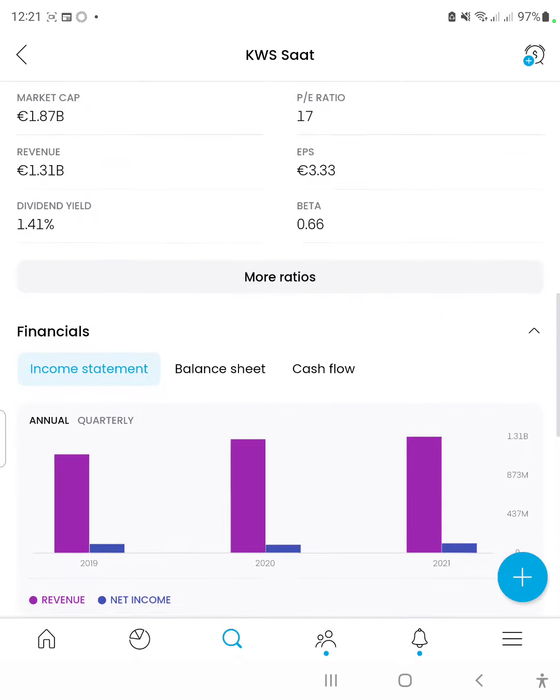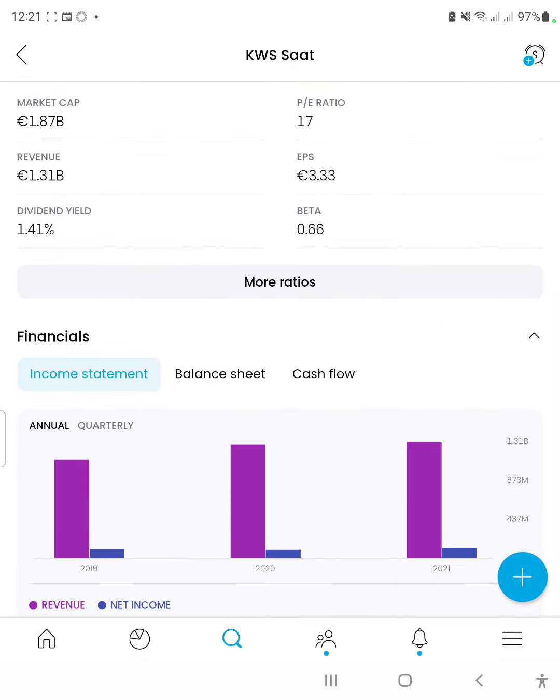So the beta is the last of the key ratios, which is 0.66, which is 66% of the market average of 1. Beta is just a representation of the risk level of the stock, how much volatility the stock has undergone. Okay, so now we're going to get into the 3 financial statements.